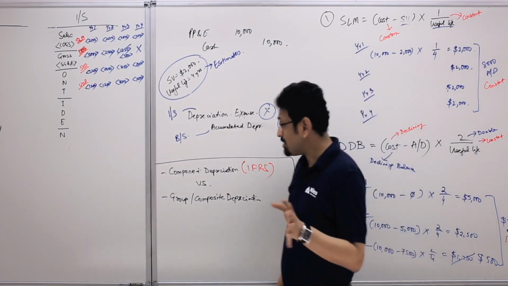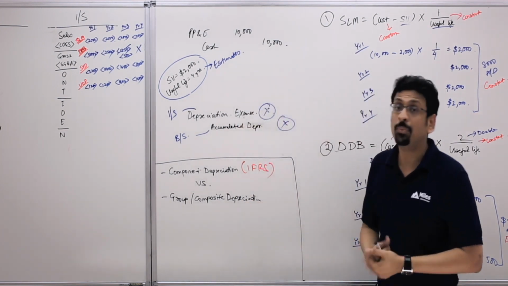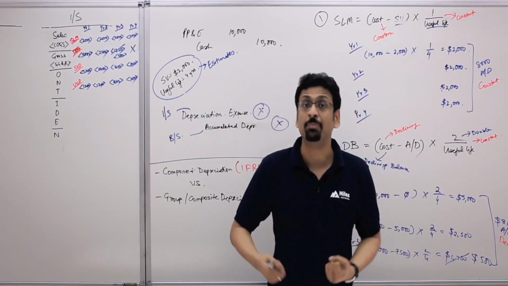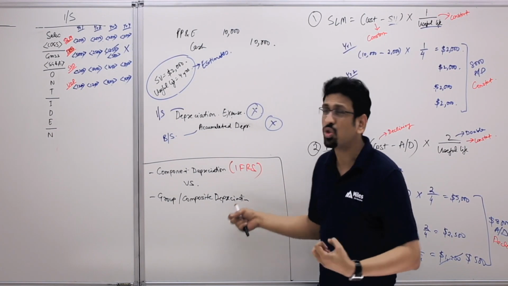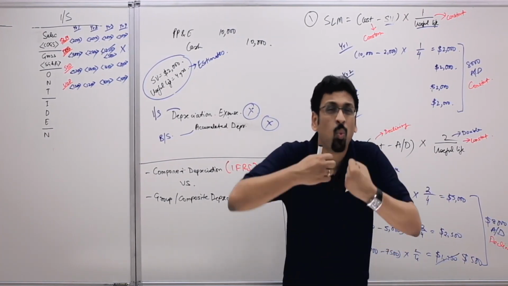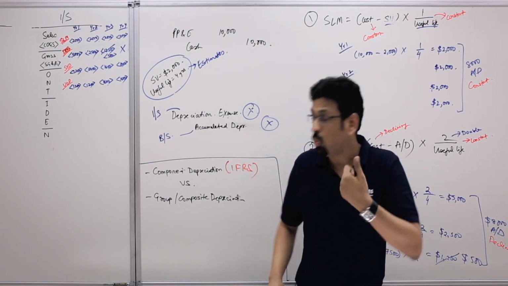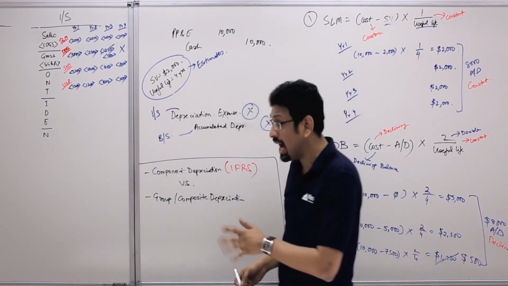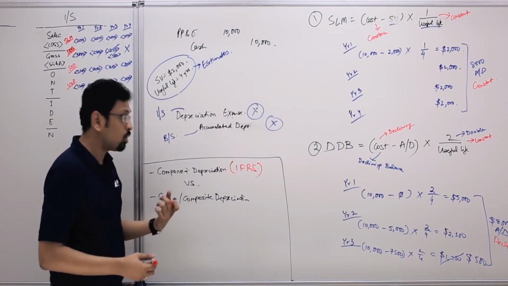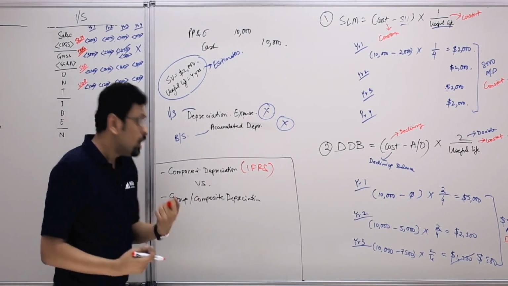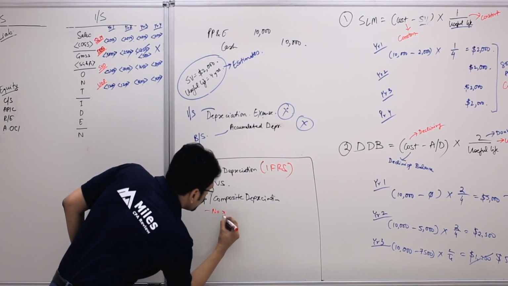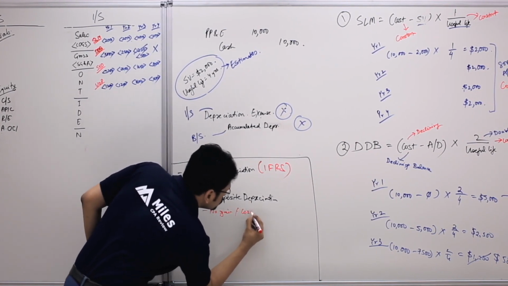Now, one interesting thing for group or composite depreciation is on sale or disposal of one of the items in the group. Because you use composite depreciation, you really don't want to complicate it a lot when you're selling one single item from the group. So whenever you're selling one of the items from a group or composite depreciation bunch, you recognize no gain or loss on sale. So the rule is no gain or loss on sale.